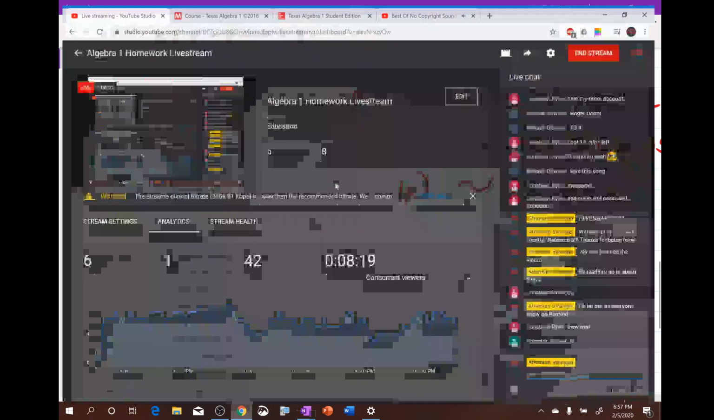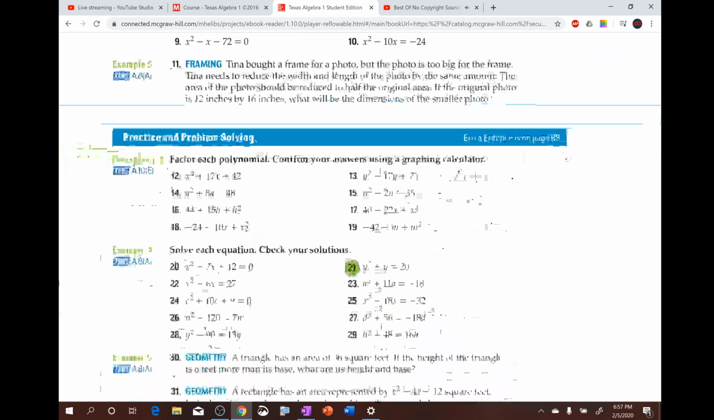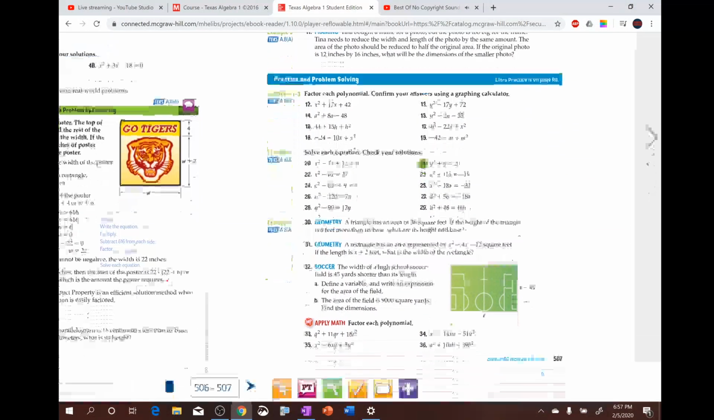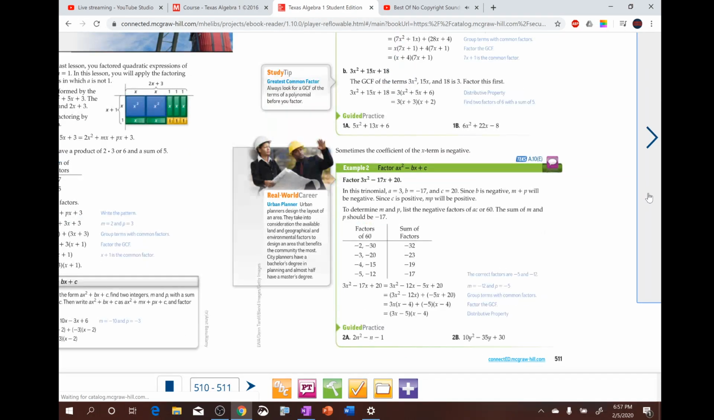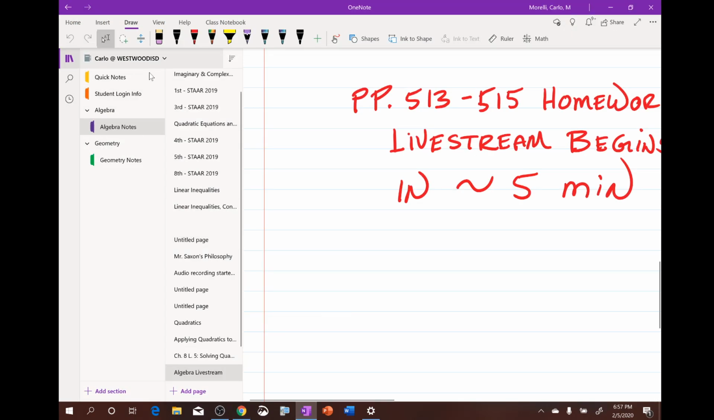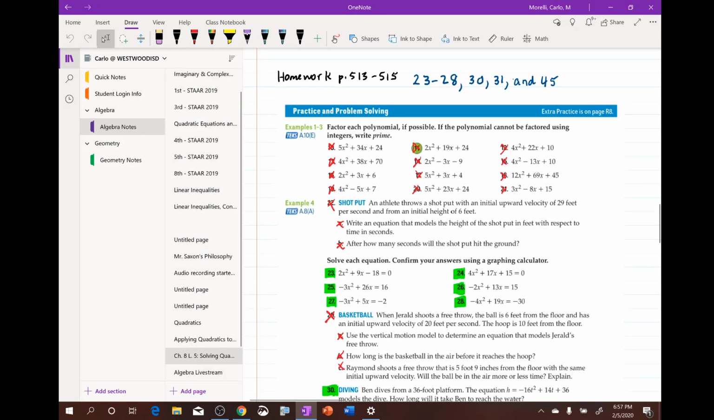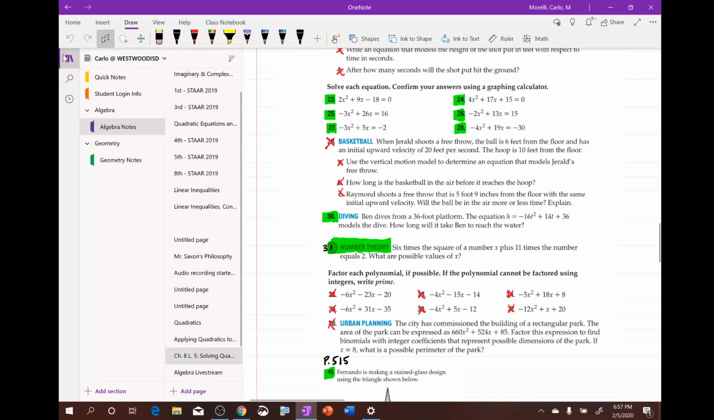And that homework came from the textbook, page 513. So here's all the homework except for that one extra problem. I better go to the one where I actually put the ones we're going to do. Okay, these are the homework problems we're going to do here. Excellent. So we'll start with number 23.